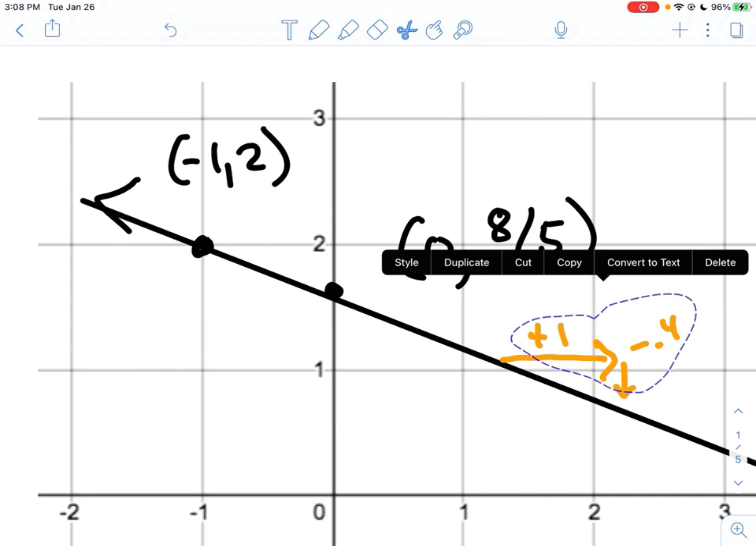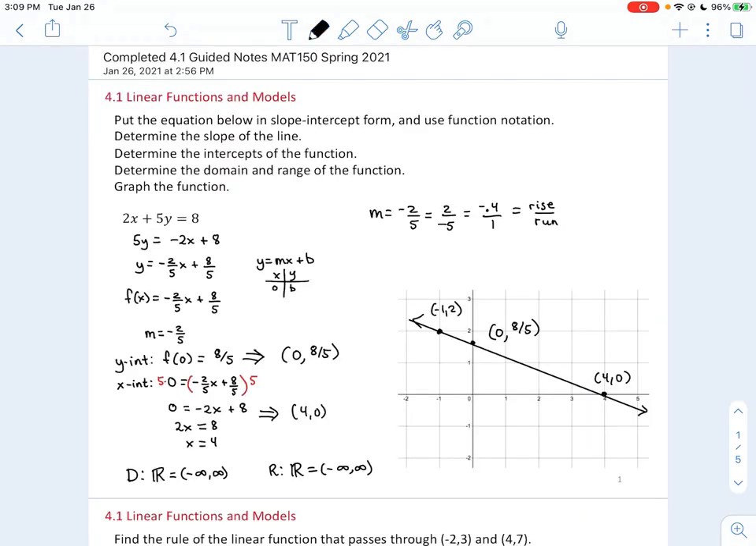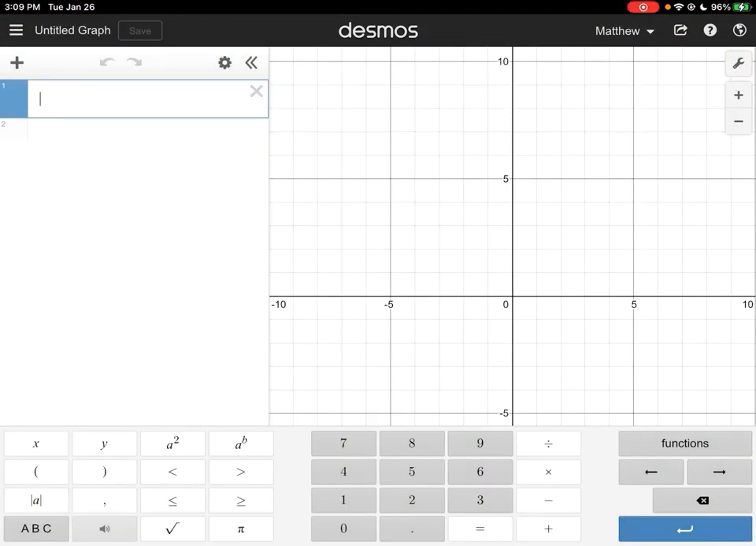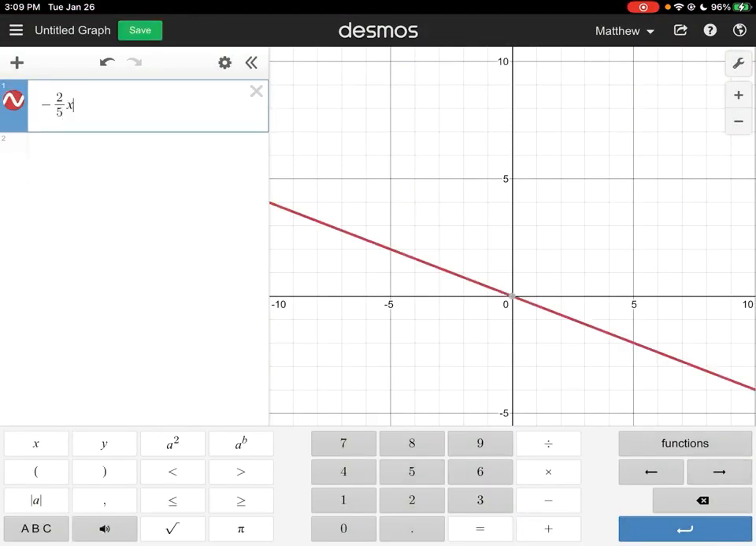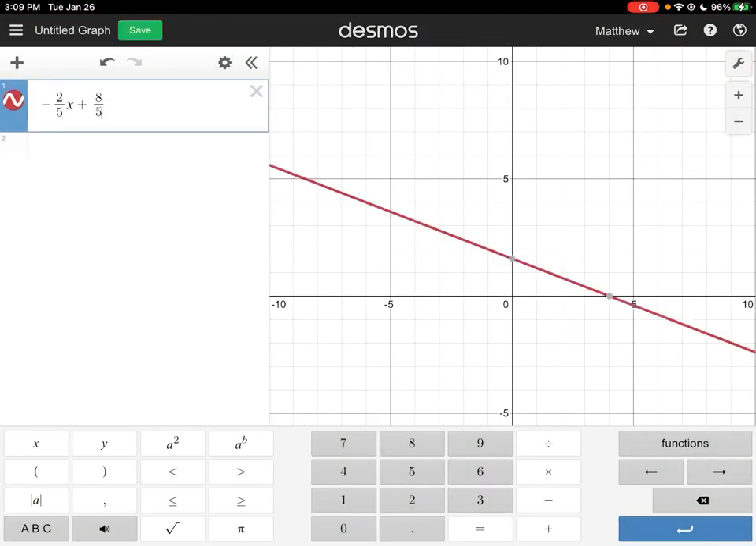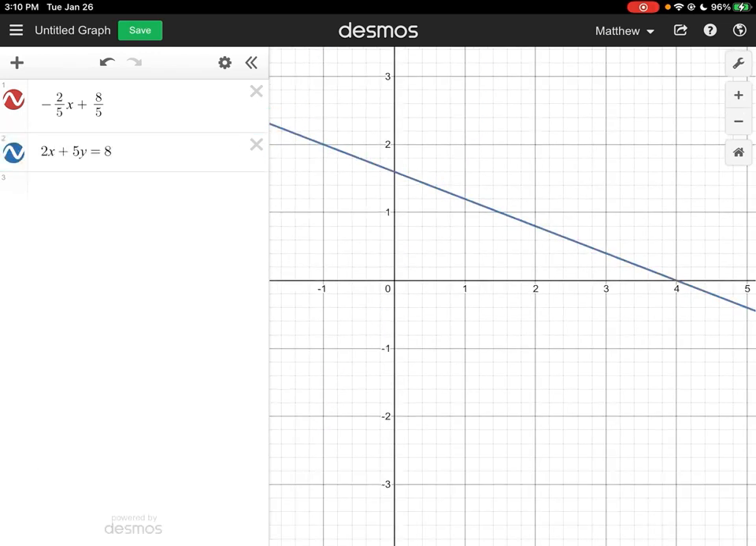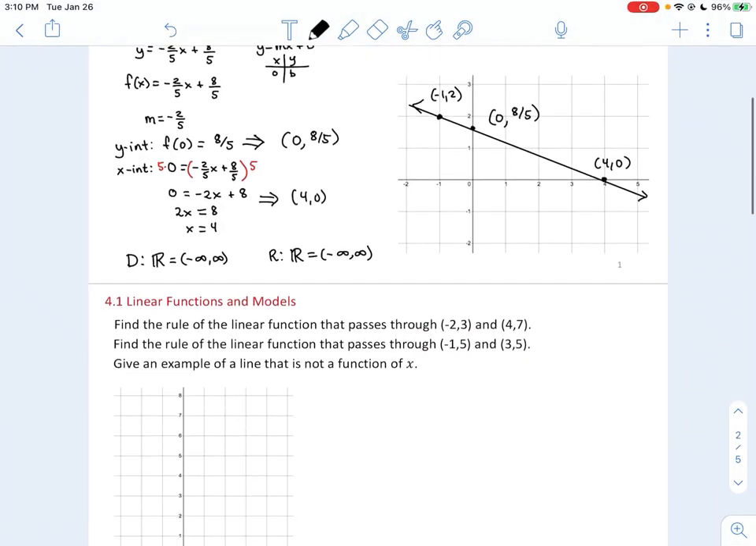As far as graphing this in Desmos, you can type in either the rule of the function, which was negative 2/5 of x plus 8/5. Right, so here's the line in question. You can also put an f of x equals in front of this, or a simple y equals in front of that. It'll graph the same thing. And you can also just type in the original equation, 2x plus 5y equals 8. You can see it produces the same graph. Let's go to the next slide.